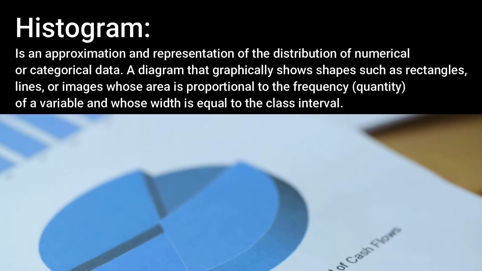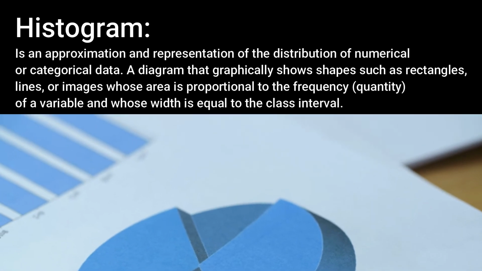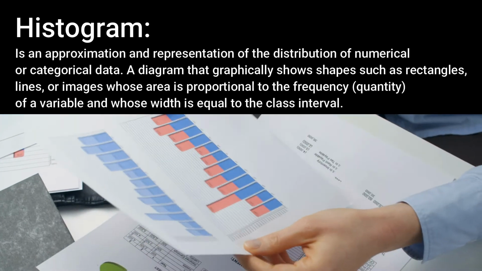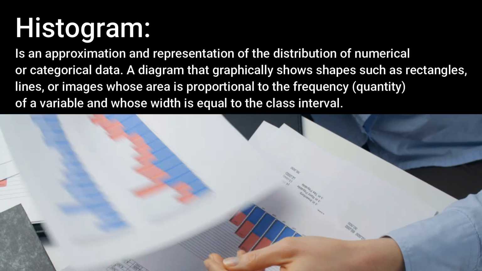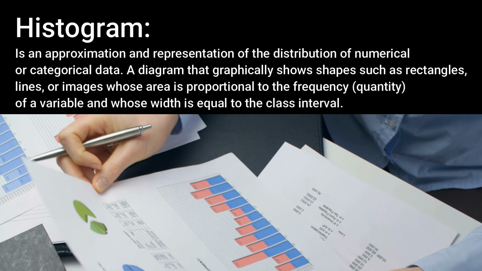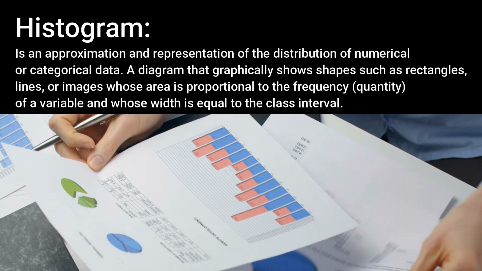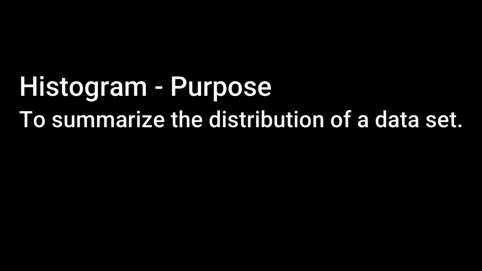A diagram that graphically shows shapes such as rectangles, lines, or even images, whose area is proportional to the frequency, also known as quantity, of a variable and whose width is equal to a class interval.